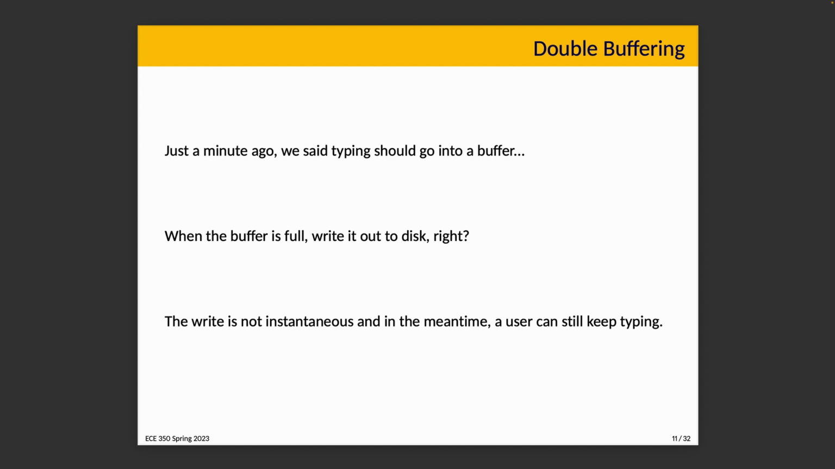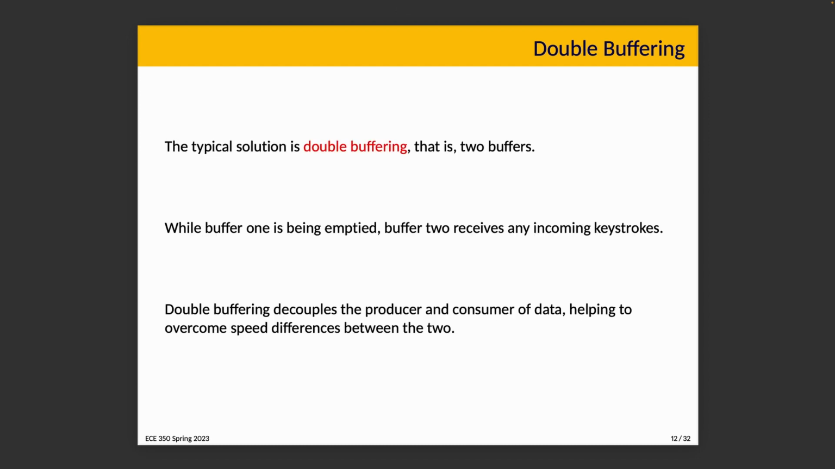When the buffer is full, write it out to disk. But what do we do then, right? Because the write is not instantaneous, and so we have to do something with the incoming data while the buffer write is on the way out. So what do we do? Okay, well, the slide title gives it away. The typical solution for this is called double buffering, which is to say there are two buffers. And so while buffer 1 is being emptied, new incoming keystrokes go into buffer 2.